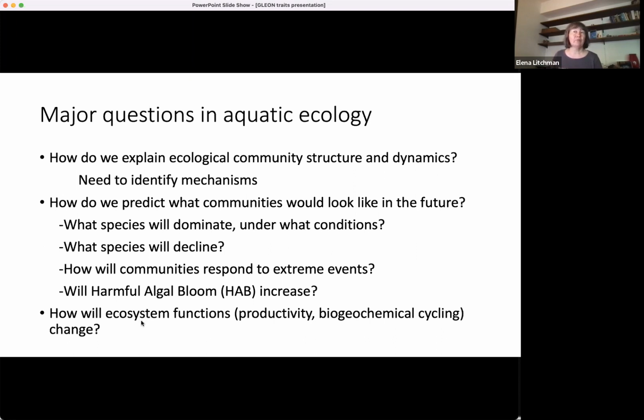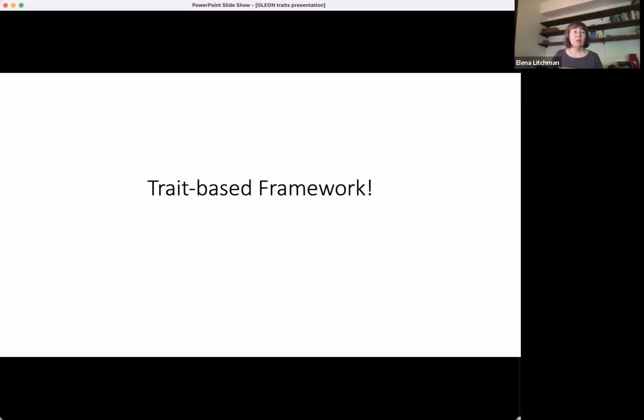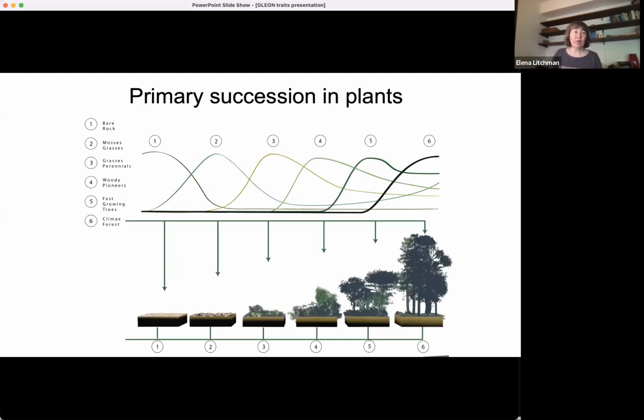And of course, when we think about the functioning of aquatic ecosystems, we need to know if major functions such as photosynthesis, respiration, biogeochemical cycling will change in the future. So all these questions are difficult, and I suggest that a trait-based framework could be such a mechanistic tool to address successfully many of these questions. And so I will present some of the examples from our lab, and I will talk about future challenges in my talk.